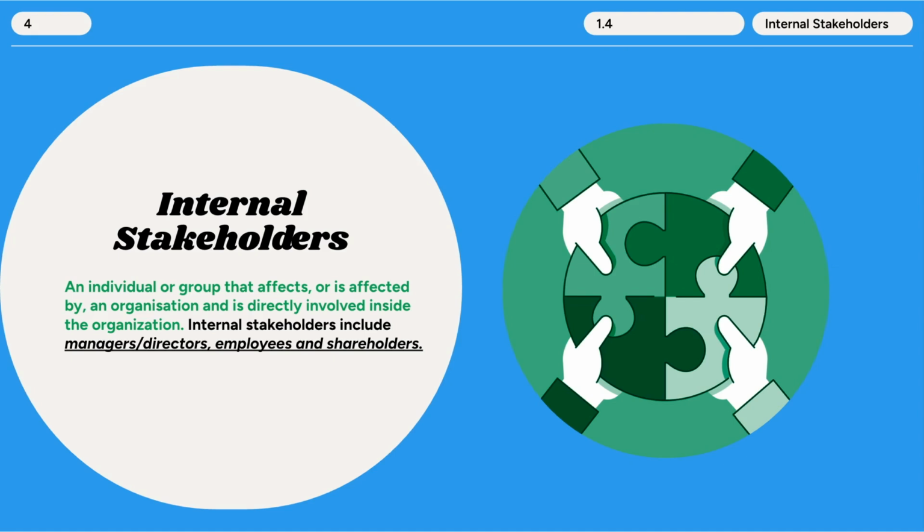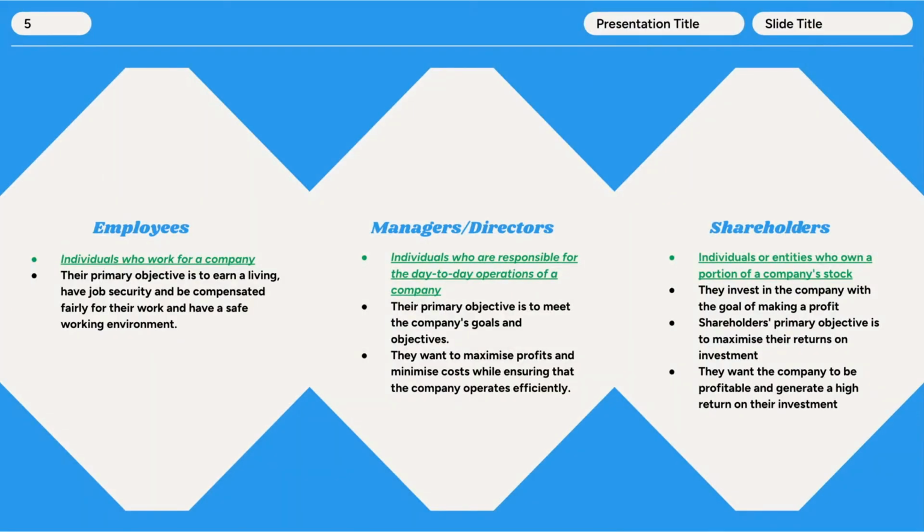And there are different types of internal stakeholders. The examples include managers or directors, employees, and shareholders. Okay, so here are the internal stakeholders. Remember, the internal stakeholders were classified as internal because they are considered to be inside the organization. And on the other hand, the external stakeholders were classified as external because they are considered to be outside the organization. So now we're talking about internal stakeholders.